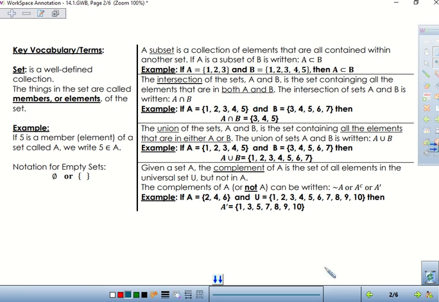The intersection of sets A and B is the set containing all the elements that are in both A and B. So for example, if we have set A, which is 1, 2, 3, and set B, which is 3, 4, 5, 6, 7, do you see how they have 3 in common? So when you do intersections, that's what they have in common.